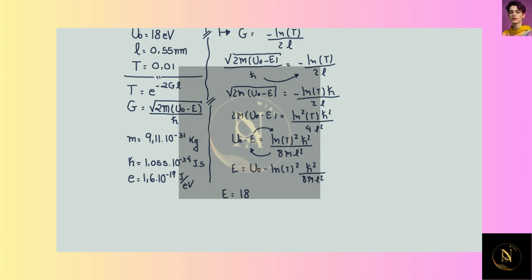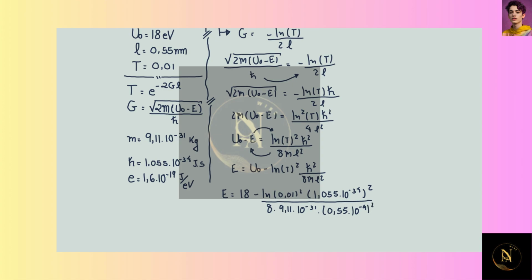So we have 18 minus the logarithm of T squared, so the logarithm of 0.01 squared, times h bar squared, which is 1.055 times 10 to the minus 34, and this is squared, and this is all divided by 8 times m, which is 9.11 times 10 to the minus 31, times L squared. L is equal to 0.55 times 10 to the minus 9. 10 to the minus 9 is because of the nano prefix on the meters, and this is squared.